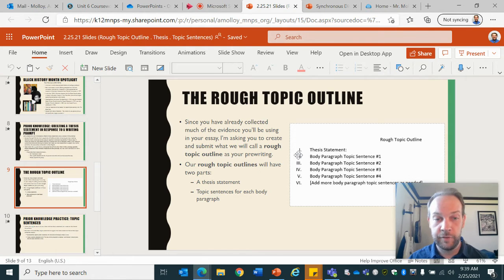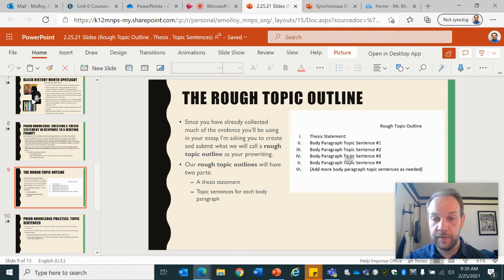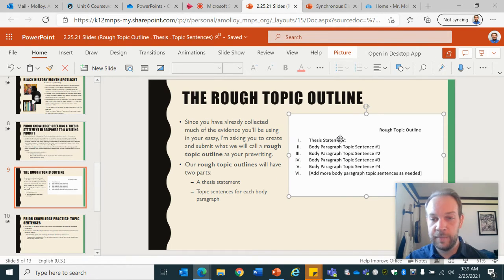So what I'm going to ask you guys to do is to create and submit what we're going to call a rough topic outline as your pre-writing. Rough topic outlines for our purposes are just going to have a couple of different things. They're going to have a thesis statement, and they're going to have body paragraphs. In each of those body paragraphs, let me back up.